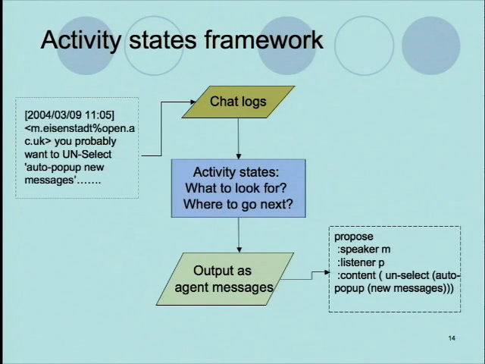So overall, you have the raw chat logs, and the activity states sit in between the chat logs and use the FIPA ACL to output it as agent messages. So the activity states is like what to look for, where to go next. And then you have the output of the raw chat logs in a protocol.